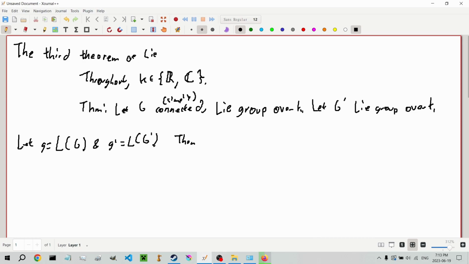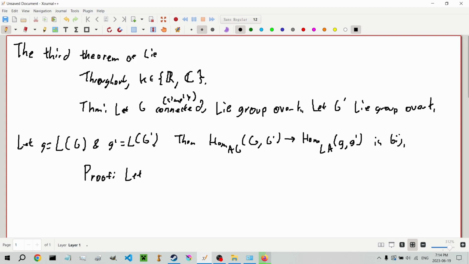Then there is our map from the homomorphisms as Lie groups of G to G prime, sending to homomorphisms as Lie algebras from g to g prime, is bijective. So essentially there is a one-to-one direct correspondence between Lie group homomorphisms and Lie algebra homomorphisms.